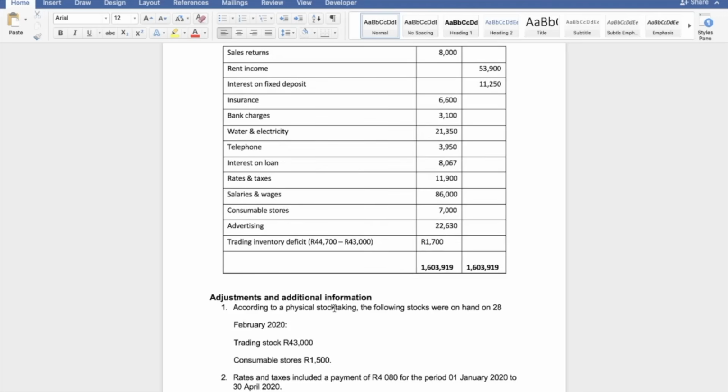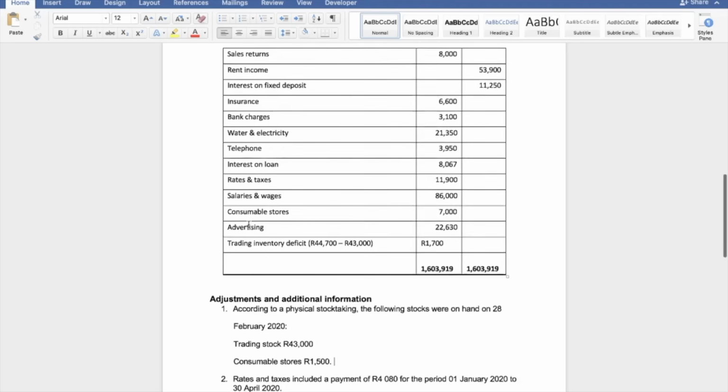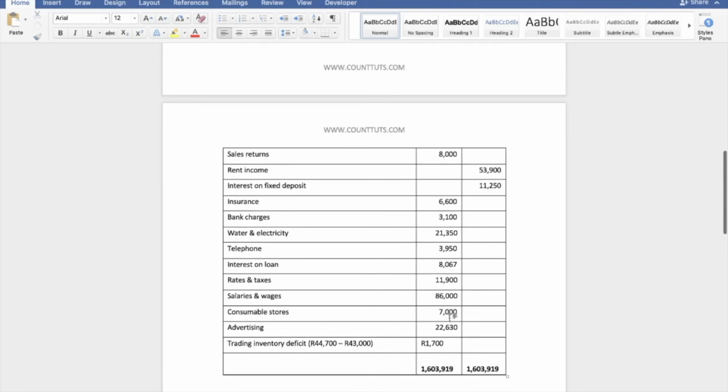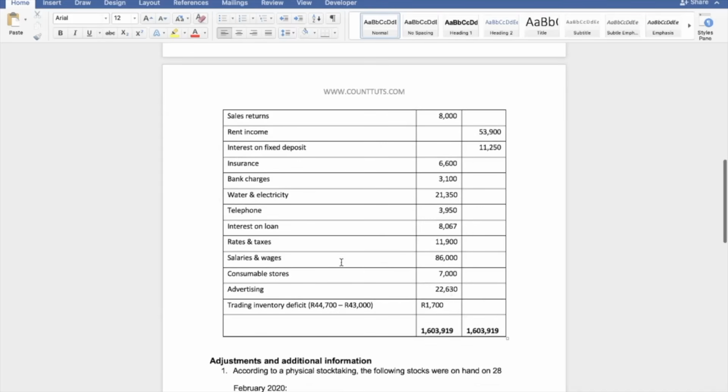But whenever you buy consumable stores, look at this here in our pre-adjustment trial balance. Under the nominal account section, you'll see consumable stores 7,000 Rand. That means when you buy consumable stores, you initially record it as an expense. Only what is left at the end of the year becomes an asset. So here's what we'll do. Consumable stores, you can see it's 7,000 Rand. So we'll make an adjustment.